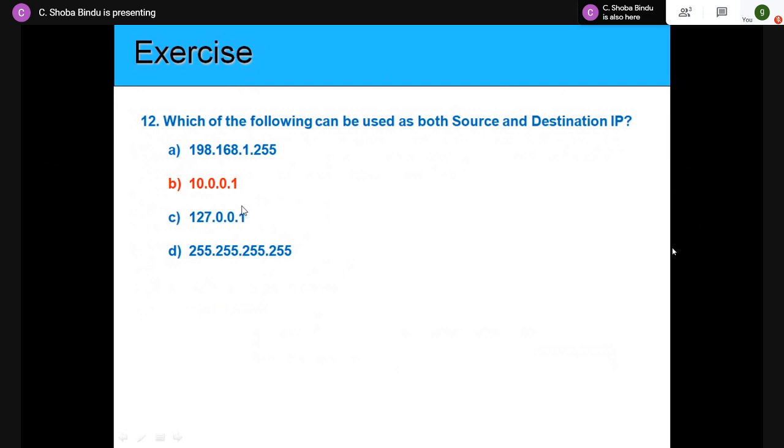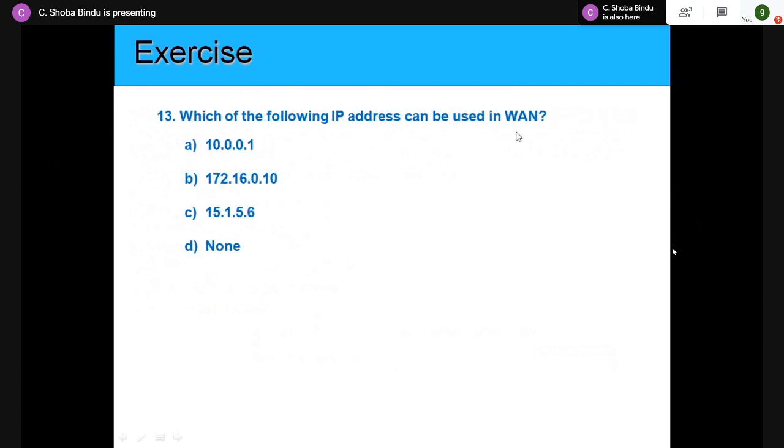Which of the following IP addresses can be used in a WAN? For this, you need to look into the private IP address spaces. If you are making use of these private addresses, then they are local to a particular network, so they cannot be used as IP addresses in the WAN. You have to consider that. These two fall in the range of private addresses, and hence these two cannot be used in a WAN. That is the public IP here.